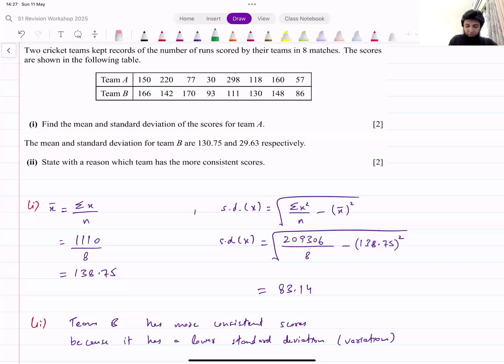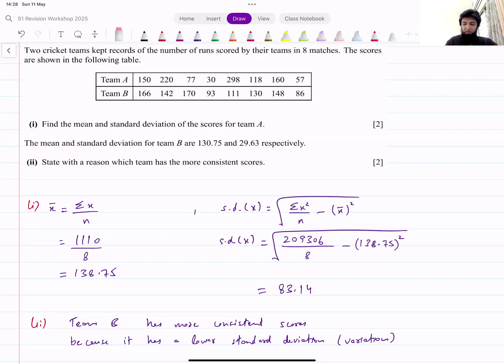That's pretty straightforward. What about this? They say state with a reason which team has more consistent scores. What does that mean? More consistent scores? The one that has less variation in the data. Now, look at the data and see which data has less variation.